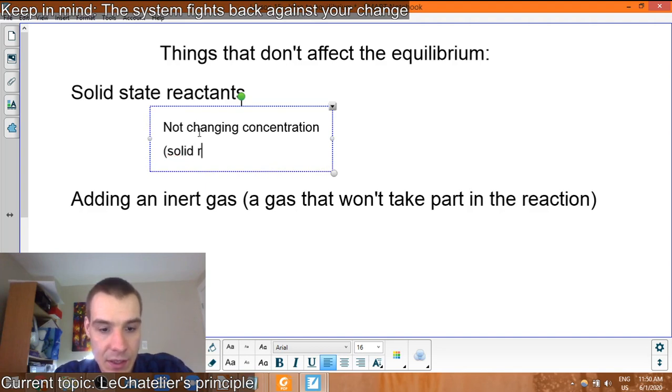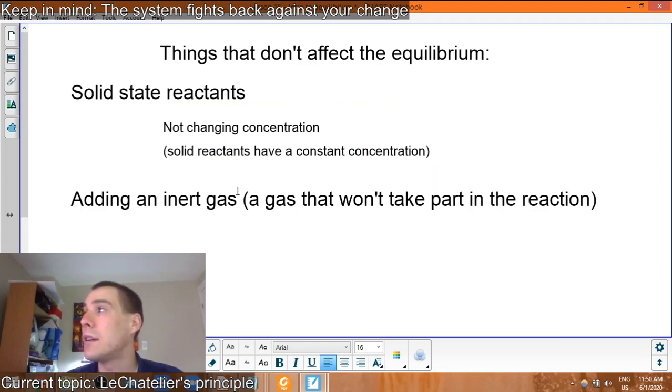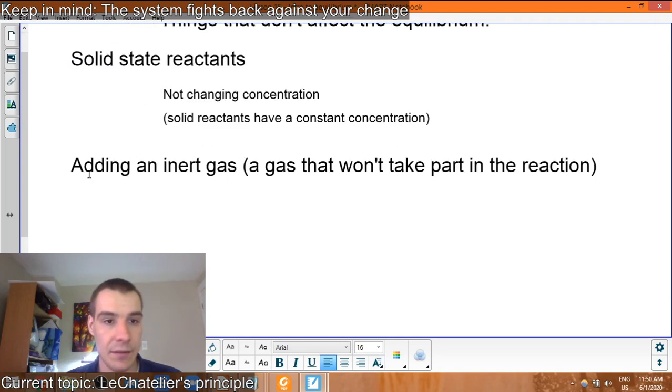Solids have a constant concentration, right? So that doesn't work. Imagine you have a reaction happening in a Coke bottle, and you drop in a piece of metal. It doesn't really do anything. I guess it has to be part of the reaction, maybe the solubility equilibrium. If it's already going back and forth and you just add more solid, nothing's going to happen.